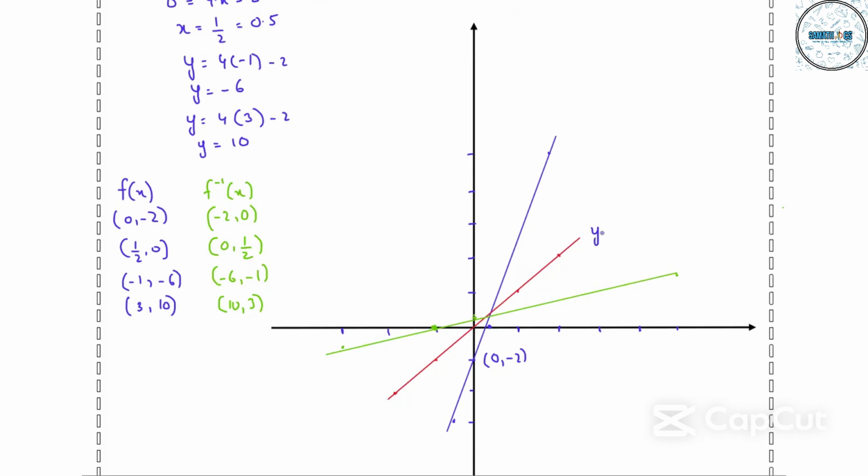So this is the line of y is equal to x. This is of f of x. And this one is f inverse of x. This part of the graph is the reflection of this part. And this part is the reflection of this part. And they both meet at y is equal to x.